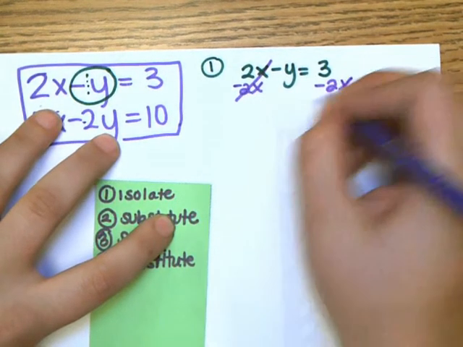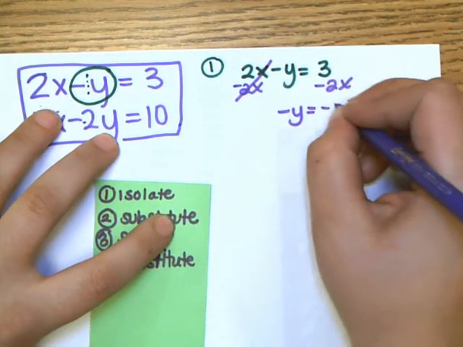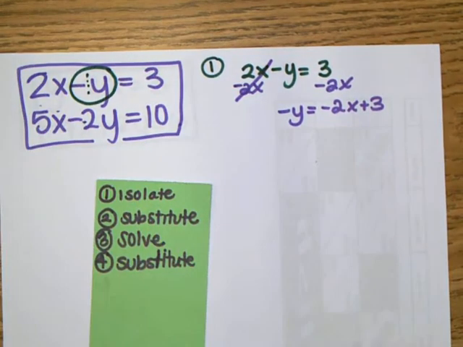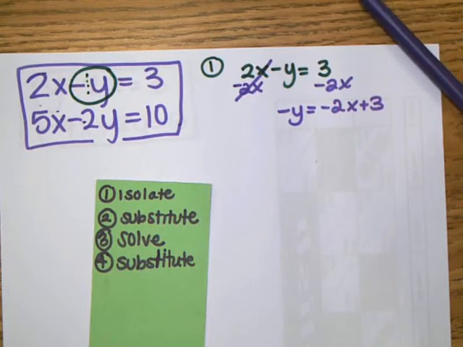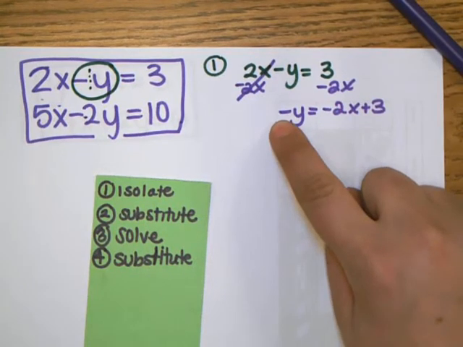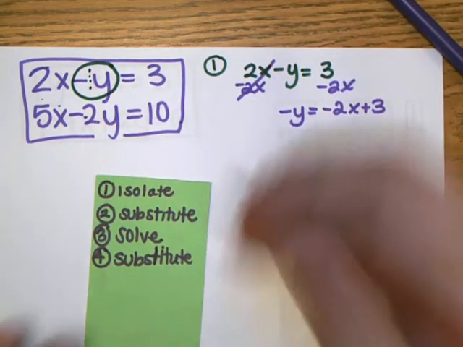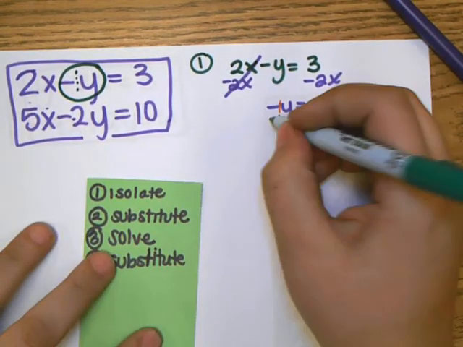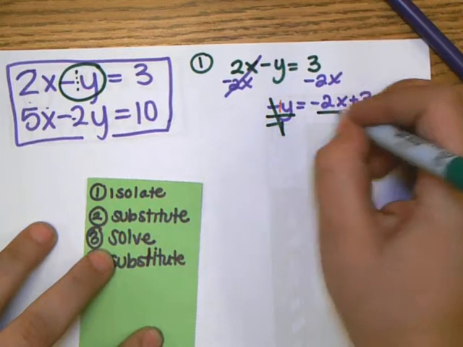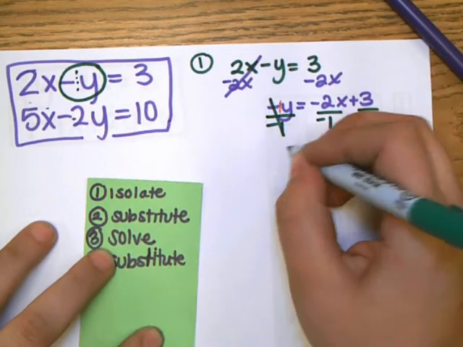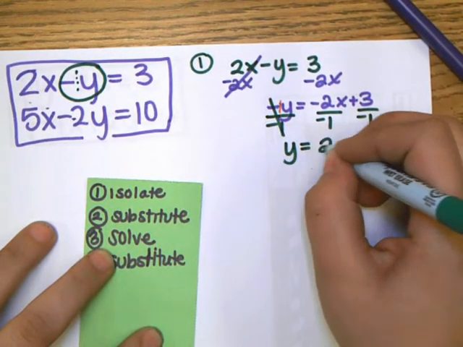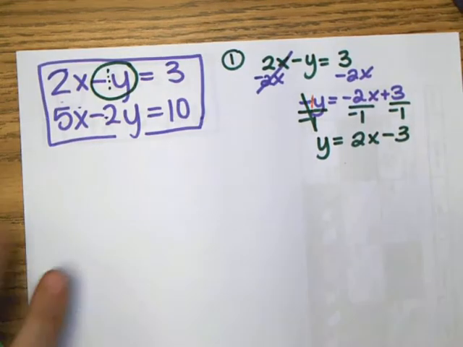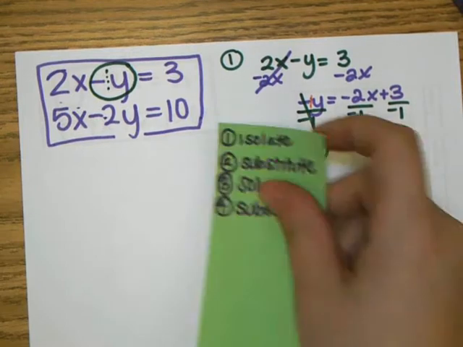So we're going to subtract 2x. And then the very last step, to get the y by itself, this is why the negative y is the second best choice. We need to divide everything by negative 1. Now the y is isolated.